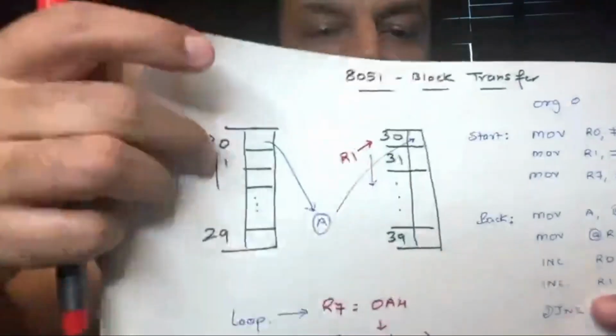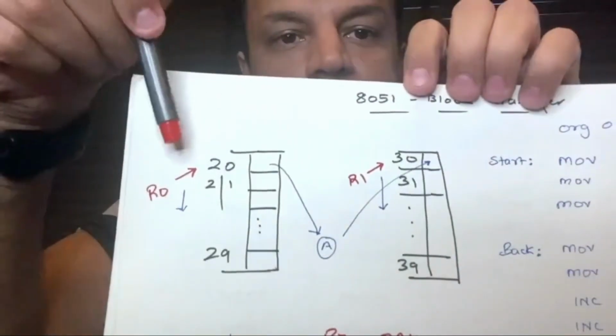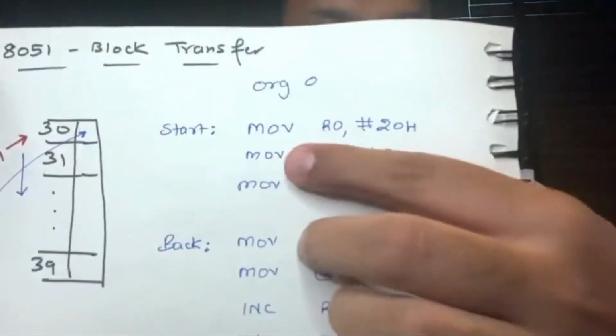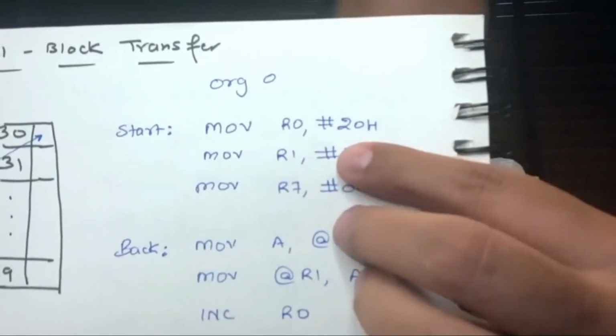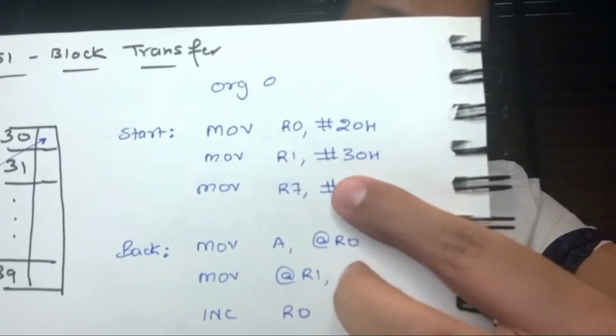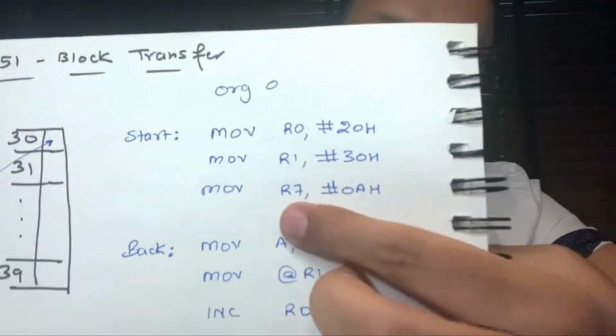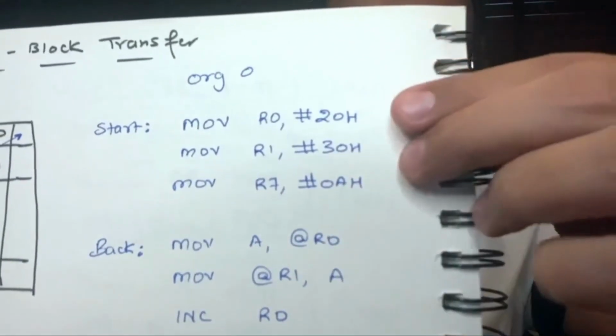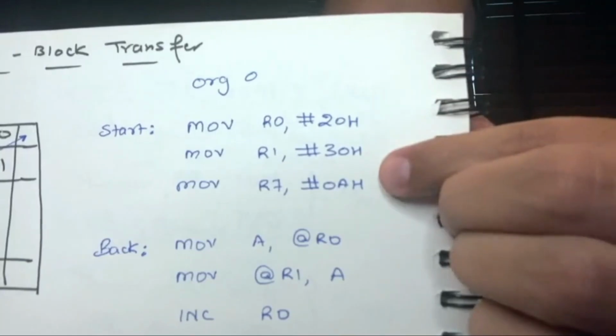First of all, I will initialize R0, R1 and R7. Move R0, comma, hash 20. So R0 is your pointer to the source. Move R1, comma, hash 30, pointer to the destination. R7, comma, hash 0A. That is your count. Are you clear? Source pointer, destination pointer, and count.